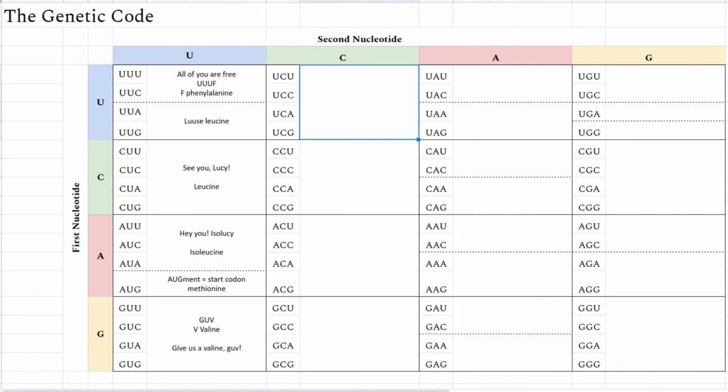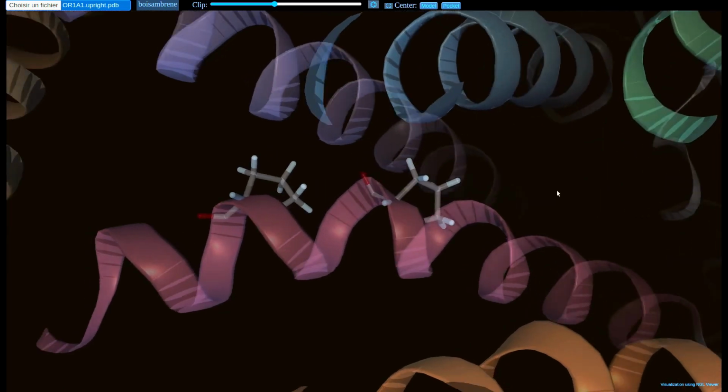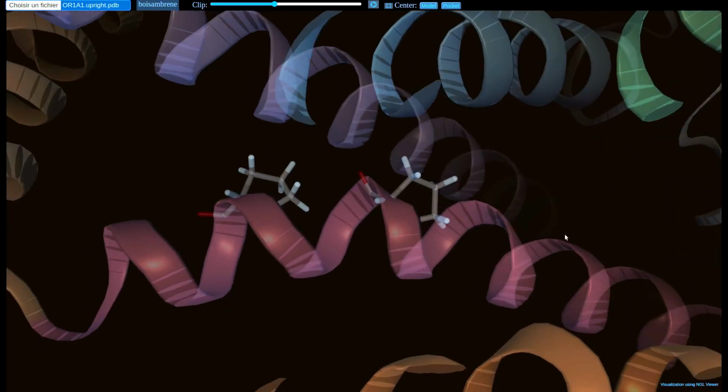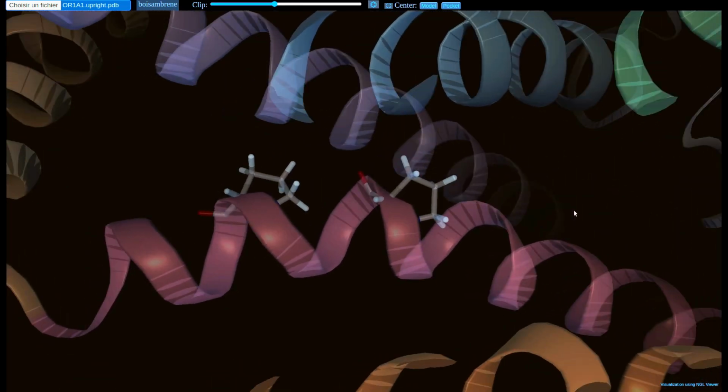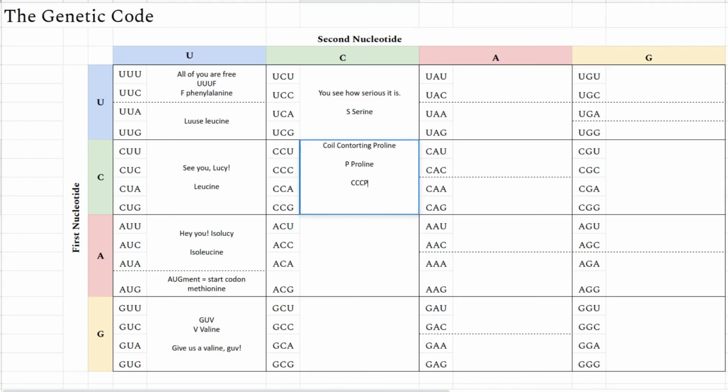Now we have some easy full blocks. You see how serious it is. UC full block is serine. CC is coil contorting proline, because when proline occurs in an alpha helix, it introduces a bend in the helix. You can also remember CCCP since proline's letter code is P. Just remember it's a full block.